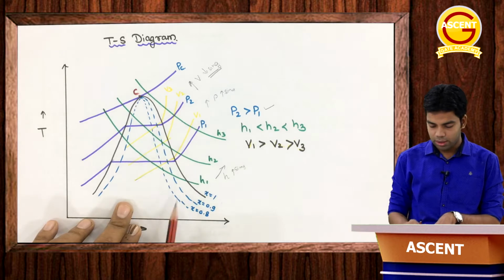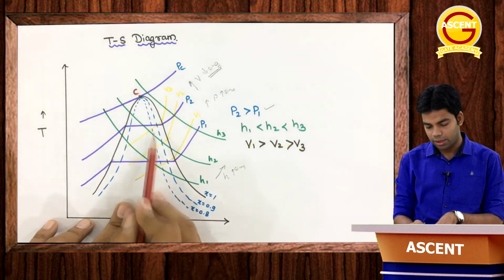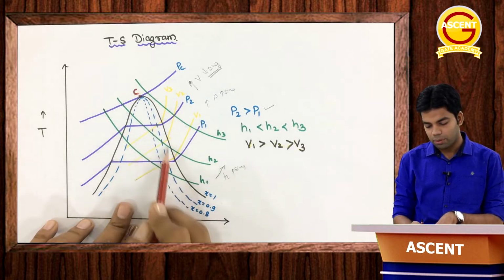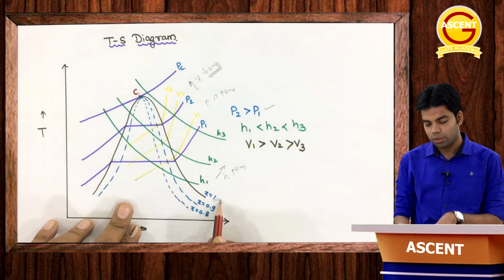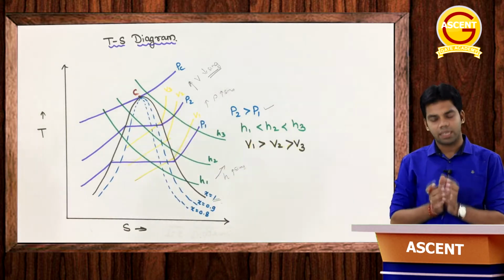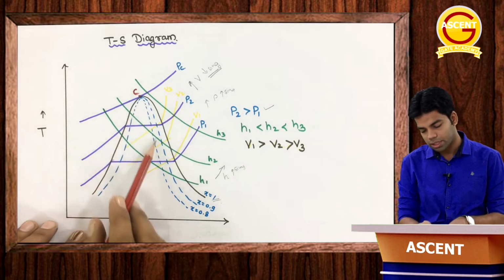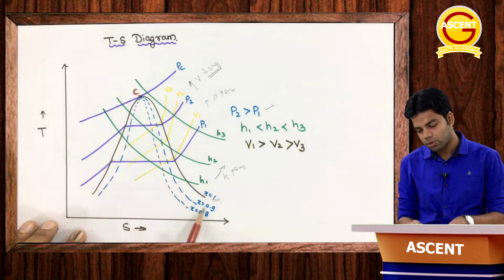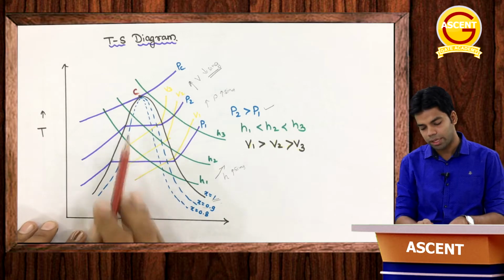And one more thing, this is the constant dryness fraction line. In blue you can see, at the saturated vapor line obviously the dryness fraction is equal to 1. Okay, and as we come towards the inside of the curve, the dryness fraction will decrease. Okay, so these are constant dryness fraction lines. Here x is equal to 0.9, here x is equal to 0.8 and so on.